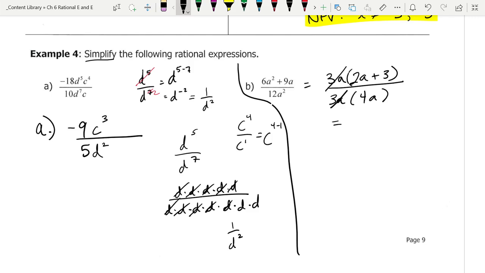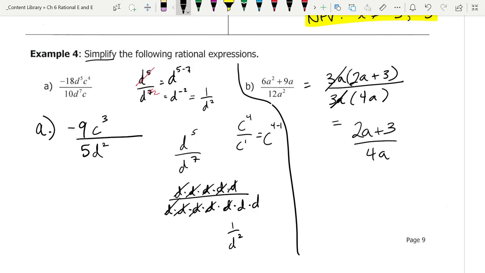So this is 2a plus 3 over 4a. Can I cancel those a's? No. Can I cancel the 2 with the 4 and leave that as a plus 3 over 2a? No, it doesn't work that way. You can't cancel terms or parts of terms. You can only cancel factors.